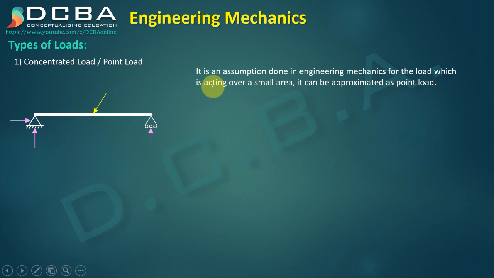So an example for this would be a person who is standing on a floor, or any object which is taking very small area. So the weight of those objects or the force that is produced by those objects can be considered to be a point load or a concentrated load.